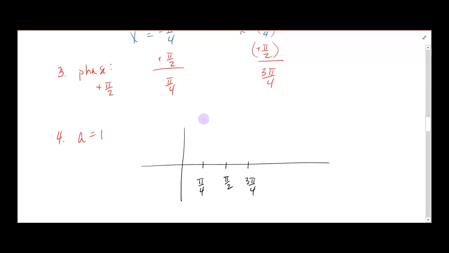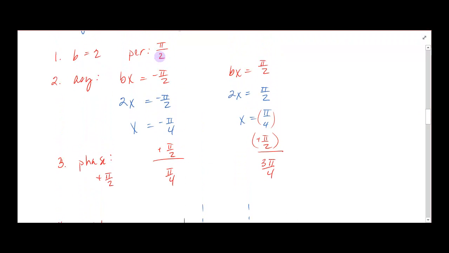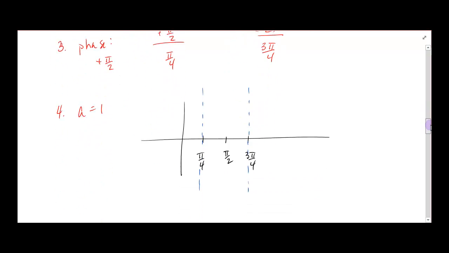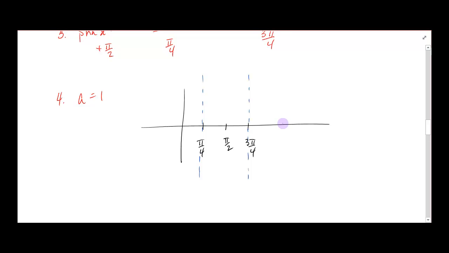Now I'm going to draw my dotted lines, because too many of these tick marks at one time on a tangent function kind of gets confusing. So what do we know about a tangent function? The period for this particular function is pi over 2. So to the right of this asymptote, I'm going to add 1/2, and to the left of this asymptote, I am going to subtract 1/2. If I move to the right, 3 pi over 4 plus 1/2 would be 5 pi over 4.